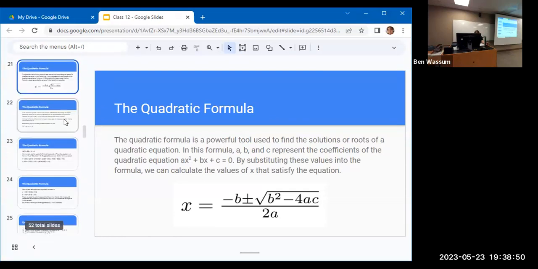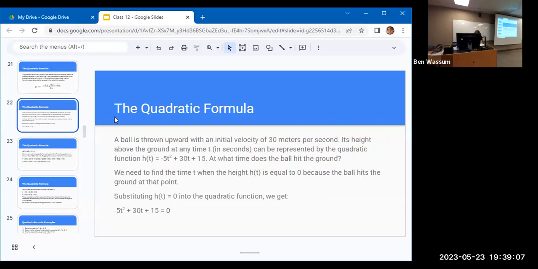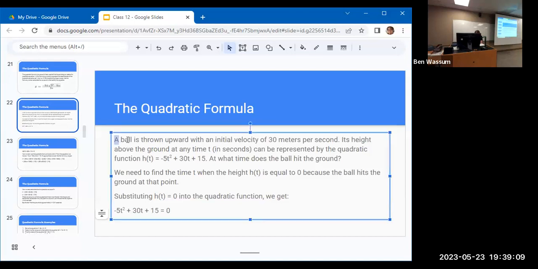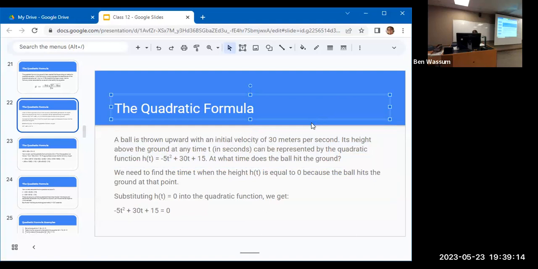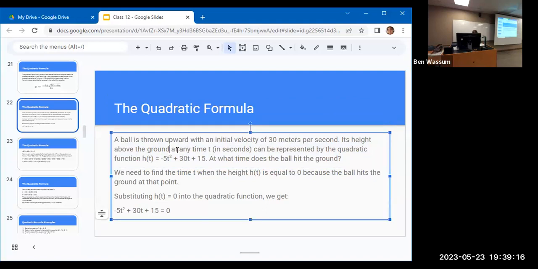So the next couple of slides, honestly, they're quite hideous looking, but it's just because there's not a good way to type this out. The next couple of slides are just going to be an example. So in this case, a ball is thrown upwards at an initial velocity of 30 meters per second. Its height above the ground at any time t can be represented by the quadratic function.